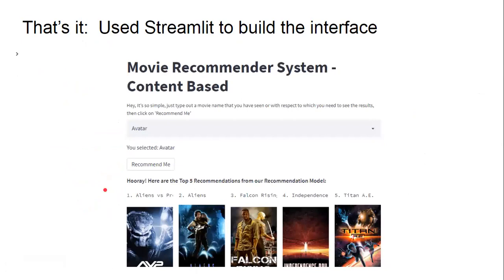So that's it. I have explained the entire heart and the core processes involved in this recommendation project. This is the final outcome, and the interface is built with Streamlit. And that's it. You can look at my GitHub repo also.